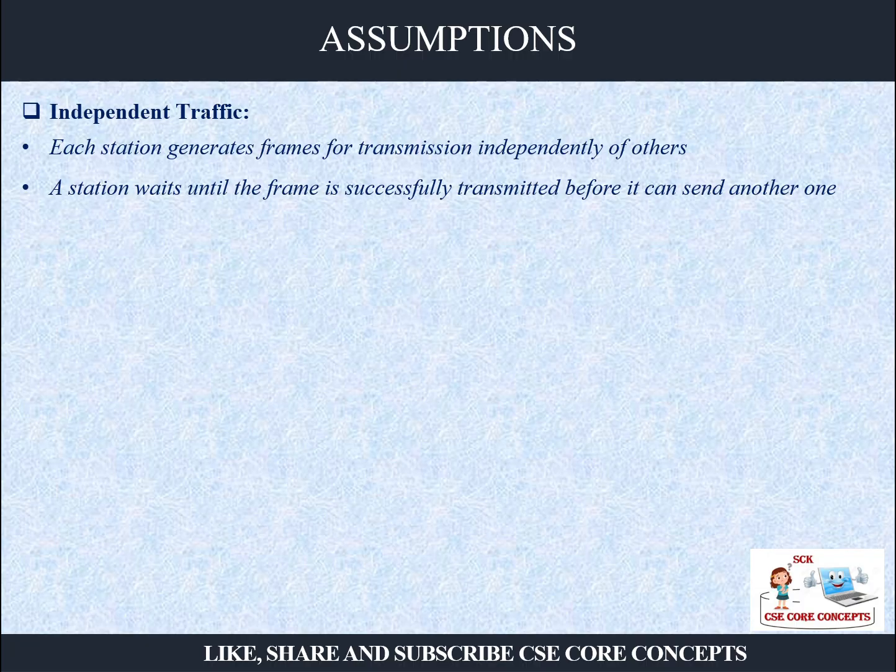That means each station generates frames for transmission independently of the others. I am not looking at how my neighbor is working on the internet or how my friend is working. If I have work, I will do it, as much work as I have, that much I will do. A station waits until the frame is successfully transmitted before it can send another. So traffic is independent and each frame is independent of the other.